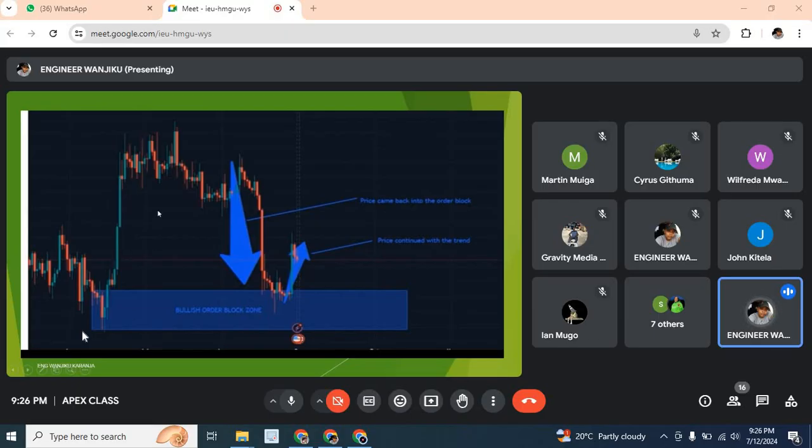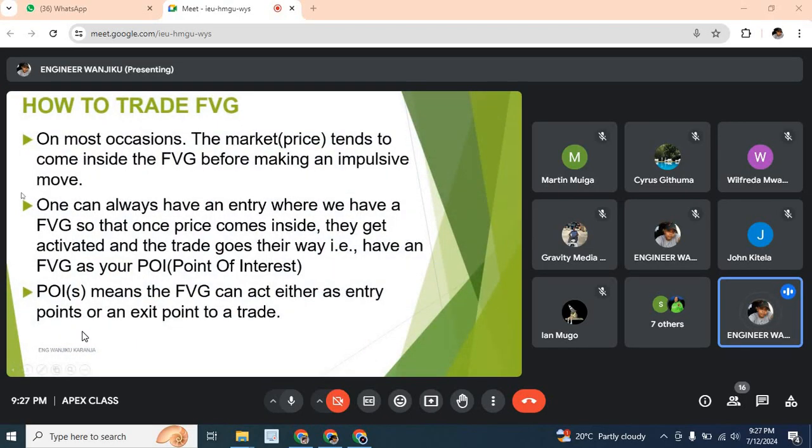No wonder we said every time before you confirm a trade, always have more than one confluence, the more the merrier, then you can take that trade. So basically, we are saying that in most occasions the market tends to come to that FVG. So what can you take from this? One can always have an entry, just like the order blocks and the breaker blocks. Remember I said they can act as POI, and POI means point of interest, and that means they can be used as entry or exits to a trade.